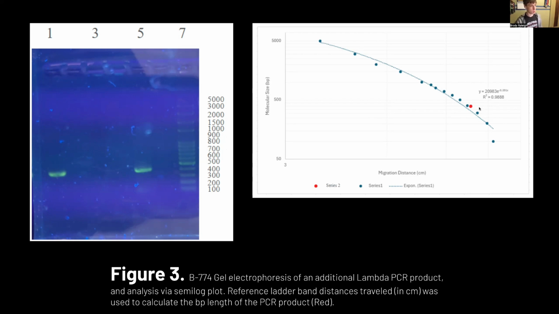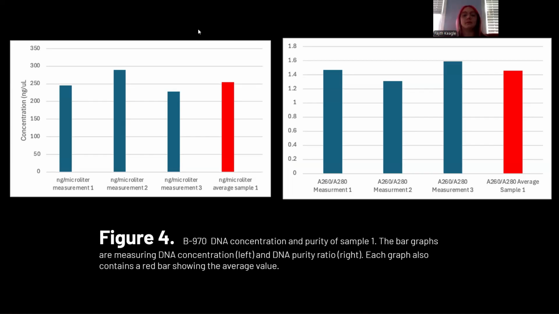And so what the semi-log plot shows us is that based on the distance run by our reference ladder, we were able to calculate that our lambda primers are about 395 base pairs in length, which is exactly what we were hoping for, which proves that this gel worked properly and that our PCR methods do in fact work.